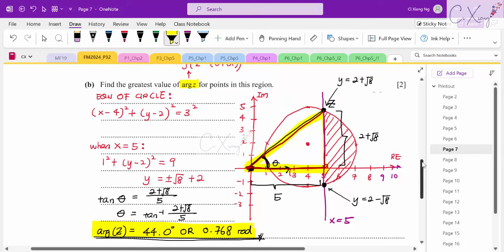I believe that this is not the only method that you can get an answer. You might have some other possible method that is logical and valid, you can just use it. This is just a suggestion where I try to find the equation of the circle, and after that I get the height of the triangle and also the base of the triangle, to get the greatest argument for z in this question. All right, so this is how we solve the question.